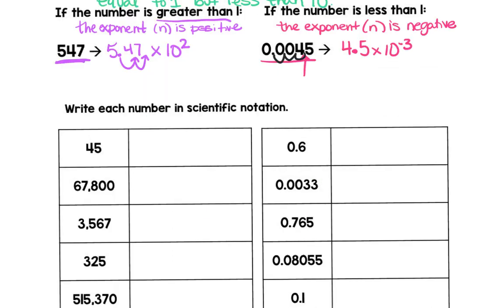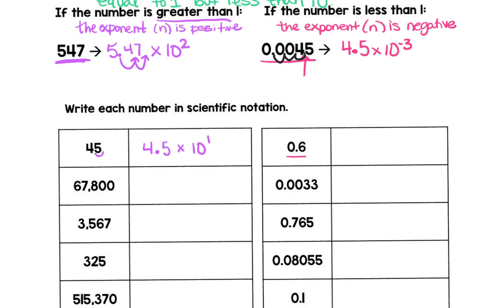Let's practice writing these numbers in scientific notation. We're going to start with smaller numbers. 45, so we know this has to be 4.5. That leading number has to be between 1 and 10. And we're only moving that decimal place 1 place. It's a number greater than 1, so my exponent is positive.